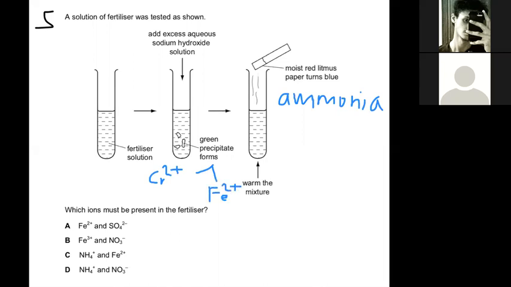So for the ammonia gas to be produced, there has to be ammonium ion, because ammonium ion when reacting with an alkali produces ammonia gas, and there has to be either iron ion or chromium ion. So in A, it cannot be the correct option. B again cannot be the correct option. D cannot be the correct option. But C has both ammonium ion and iron 2 plus ion. So C is the correct answer.